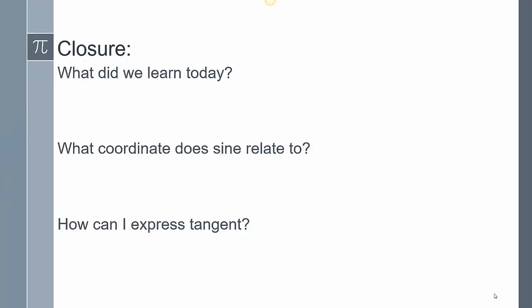To close today's lesson, what did we learn today? Well, we talked about how to relate our sine, cosine, and tangent functions and relate it to the coordinate plane and how it is expressed on the coordinate plane. So to hear back from you, what coordinate does sine relate to, and how can I express tangent in terms of my different coordinates?